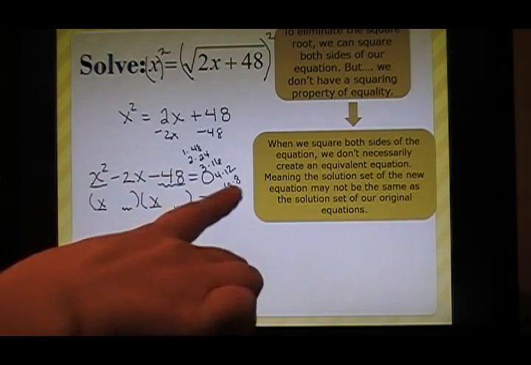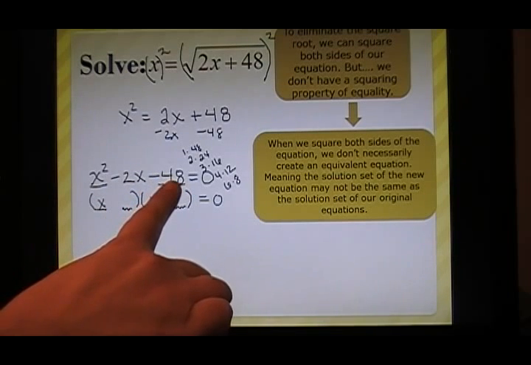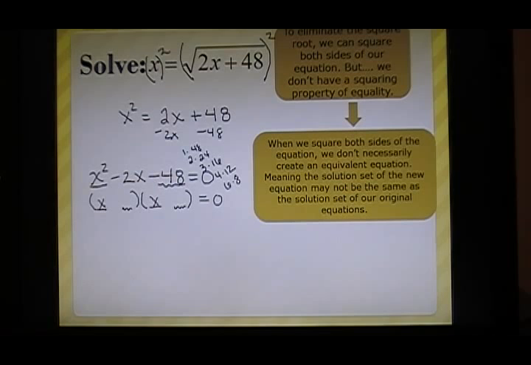Not only do they have to multiply not just to 48, but to negative 48. And so the only way I can multiply and get a negative product is if I multiply a positive number by a negative number. So I know that one of these has to be positive and one of these has to be negative in order to multiply a positive by a negative to get a negative 48.